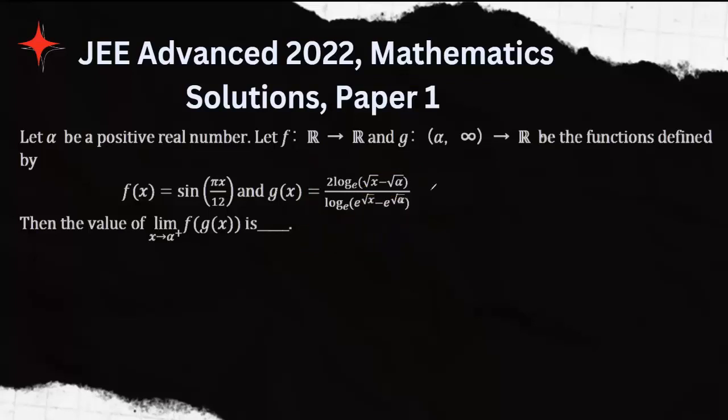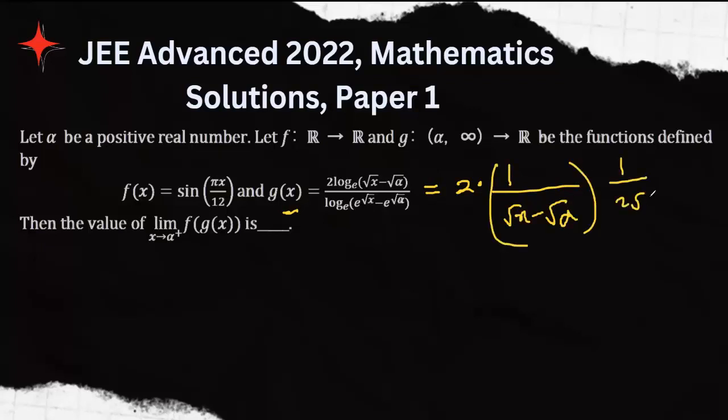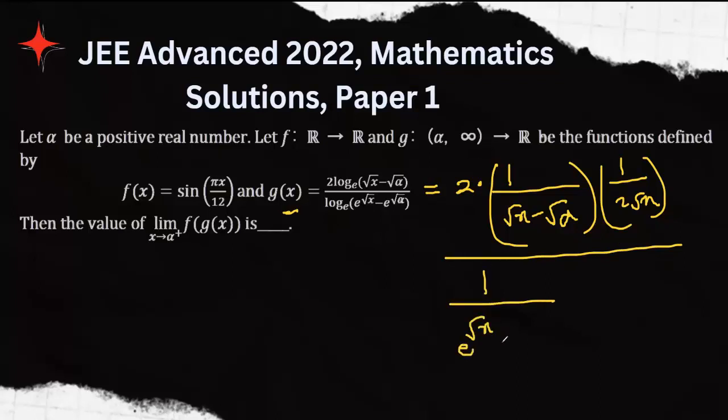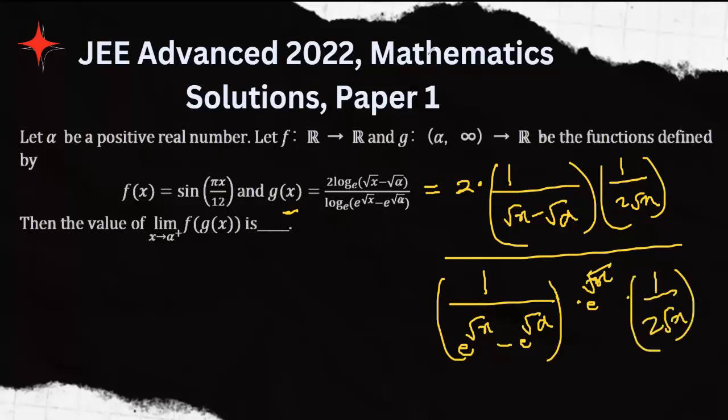So I'll differentiate the numerator and the denominator, both of them once here, right? For the function g(x), applying L'Hopital's rule. The differential of the numerator is going to be, this 2 is a constant, that is going to be there as it is, times the differential of this, that is 1 upon 2 root x, right? Upon the differential of the denominator, we have to use chain rule, of course, 1 upon e to the power root x minus e to the power root alpha, times e to the power root x times 1 upon 2 root x. Fine. Now these two get cancelled.